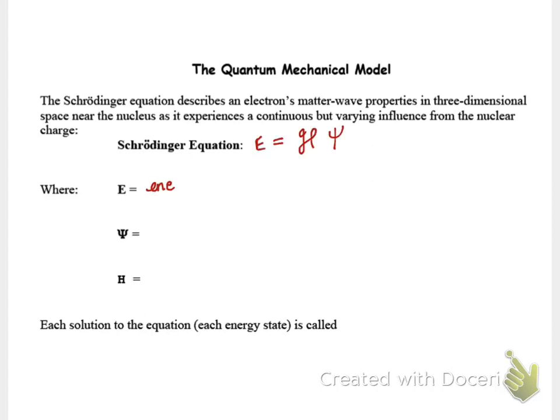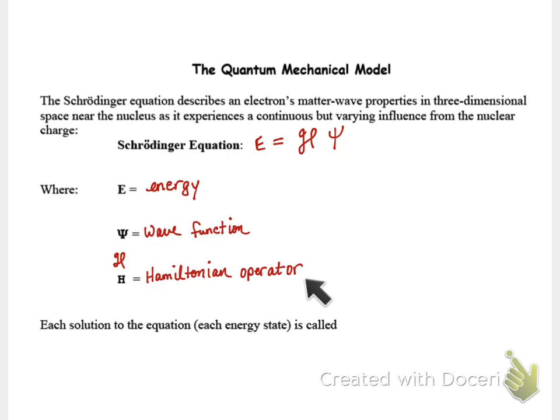The equation is written E = Hψ, and these are definitely different symbols than we're used to seeing. E stands for energy. This is the Greek symbol psi, which stands for a wave function. It is not a simple number. It's a complicated, sometimes very complicated equation. And the H, which is often written as a really big, fancy H, stands for the Hamiltonian operator, which is a set of directions for what to do with the wave function. It's definitely not a simple variable here.